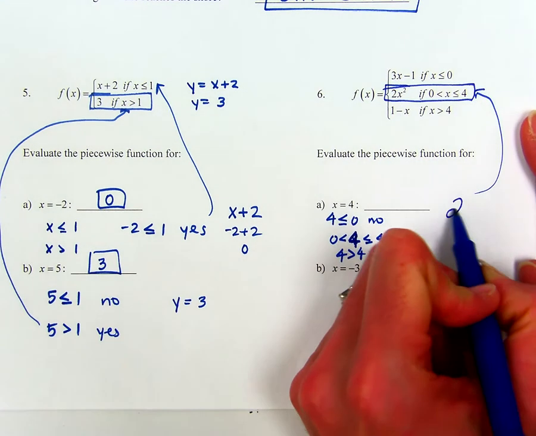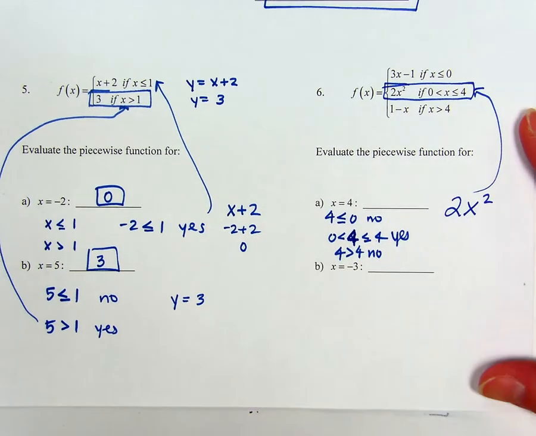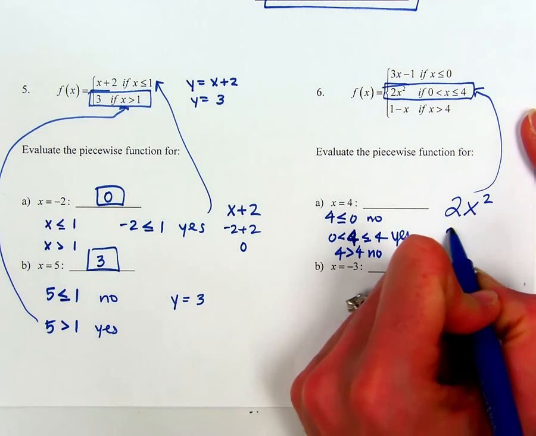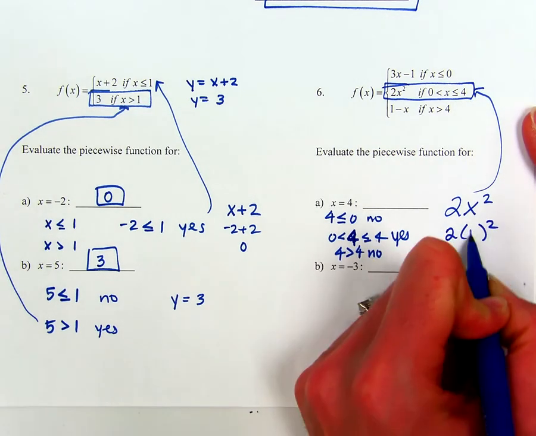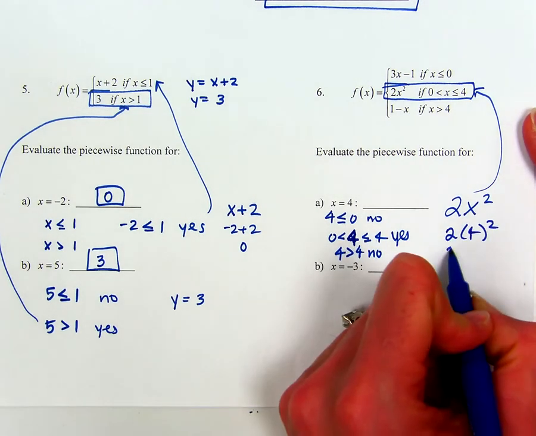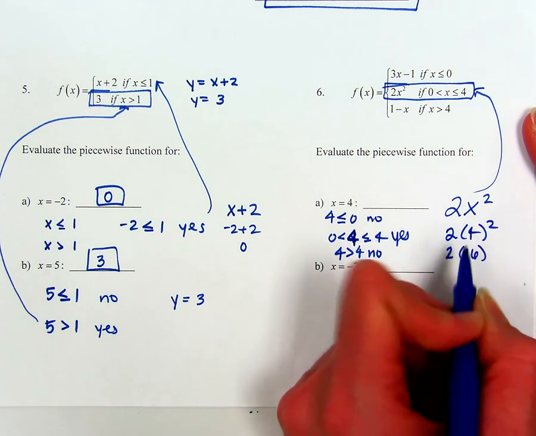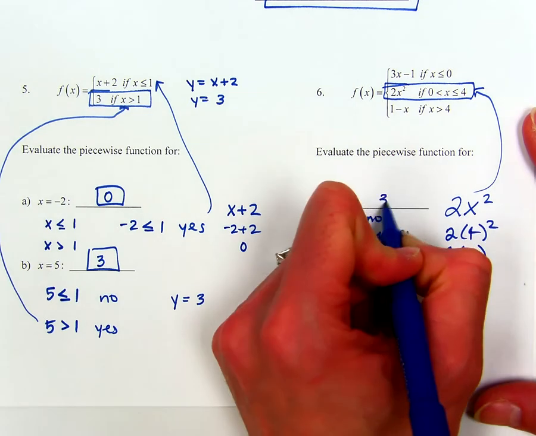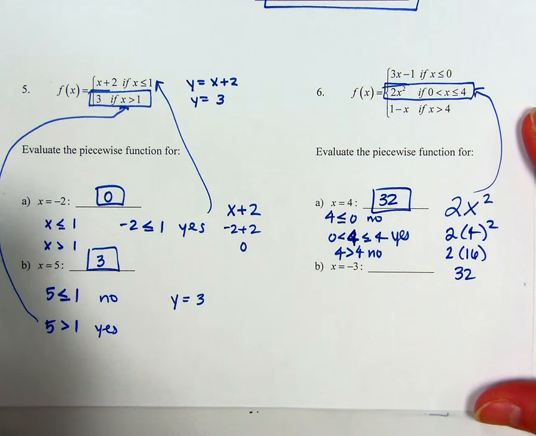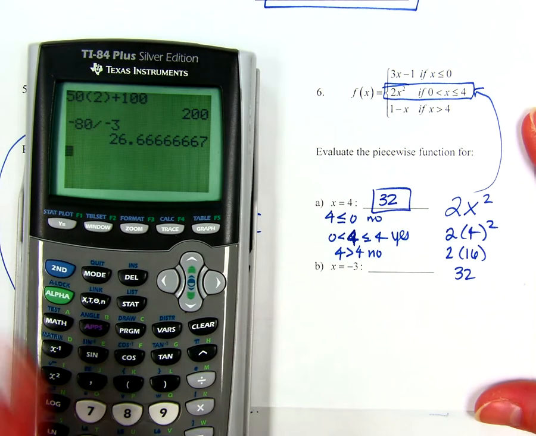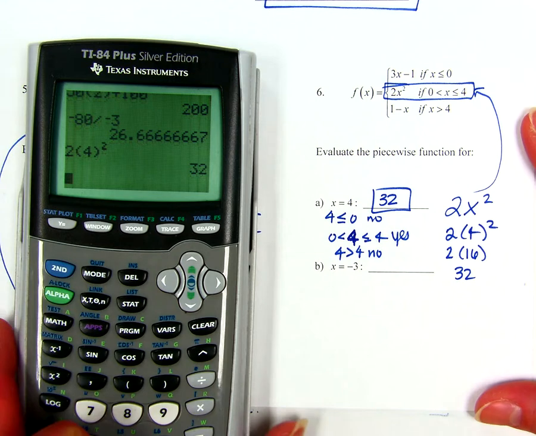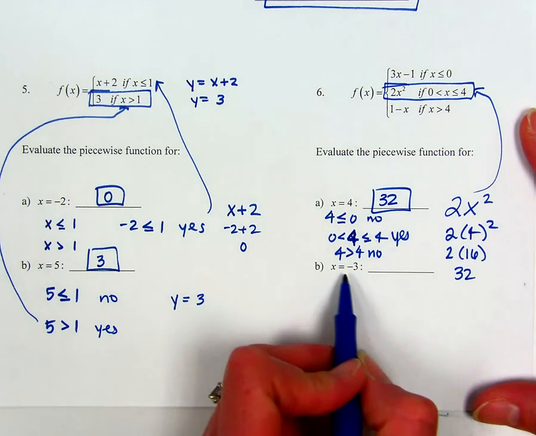So my actual expression that I'm substituting in is 2x squared. So 2 times what squared? The number is 4. So that is 2 times 16, because you have to do 4 squared first, which is 32. All right, if you want to, you can do this in your calculator. So 2 times 4 squared is 32.